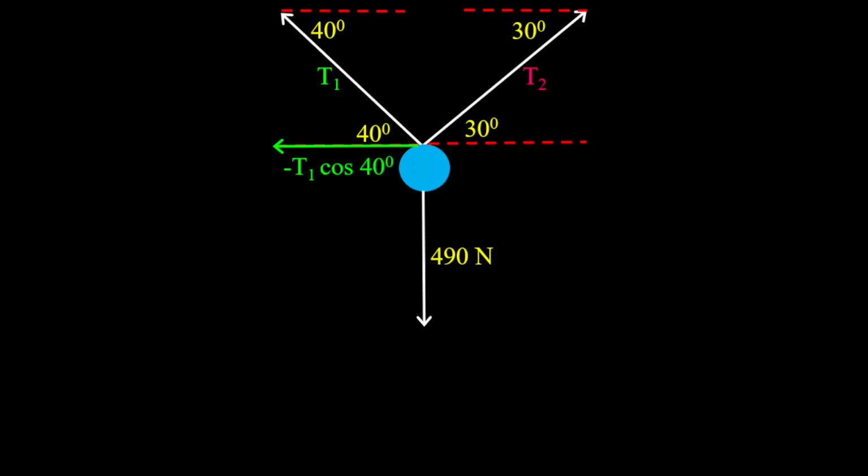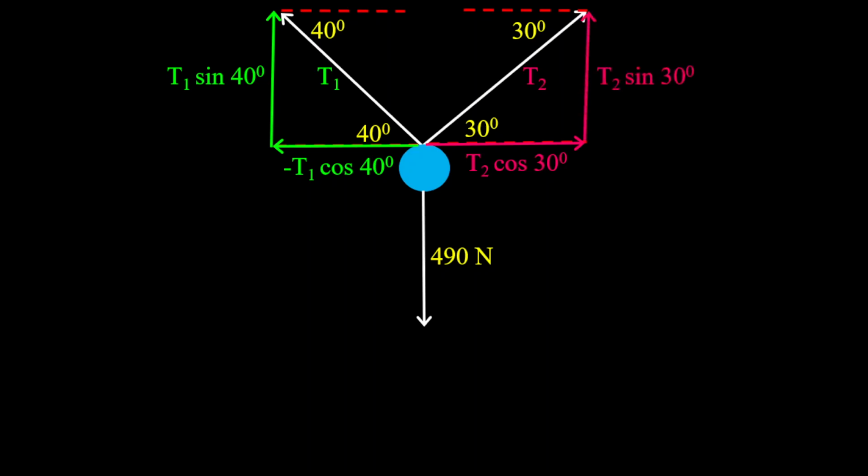Again, it is negative because it's going towards the left, or in the negative x direction. The x component for T2 is given as T2 cos 30 degrees. It is positive, going towards the right, or in the positive x direction. The y component for T1 is given as T1 sine 40 degrees, while the y component of T2 is given as T2 sine 30 degrees.